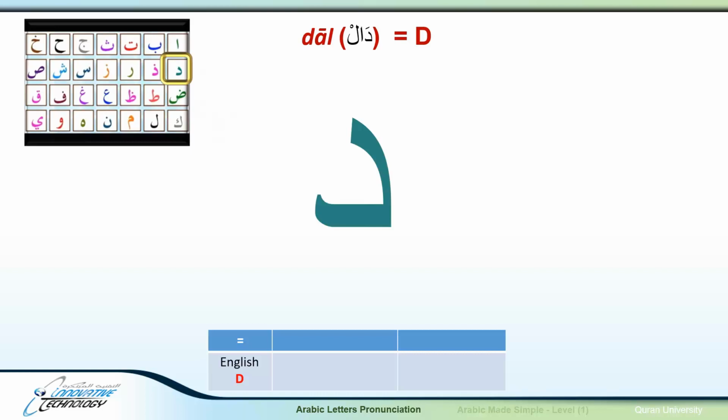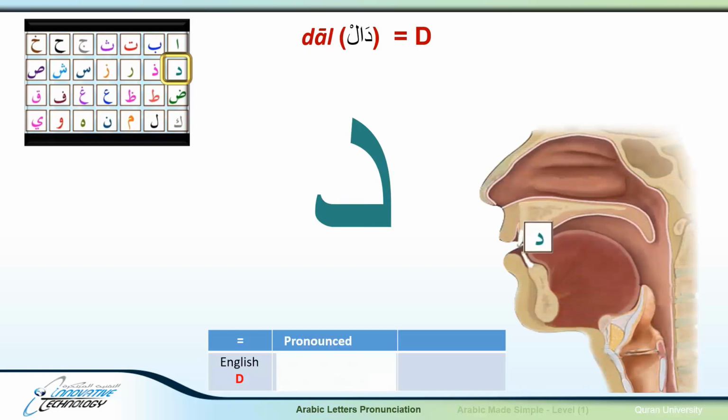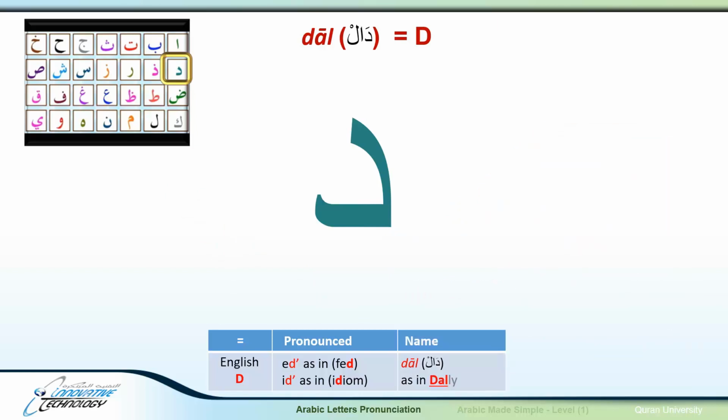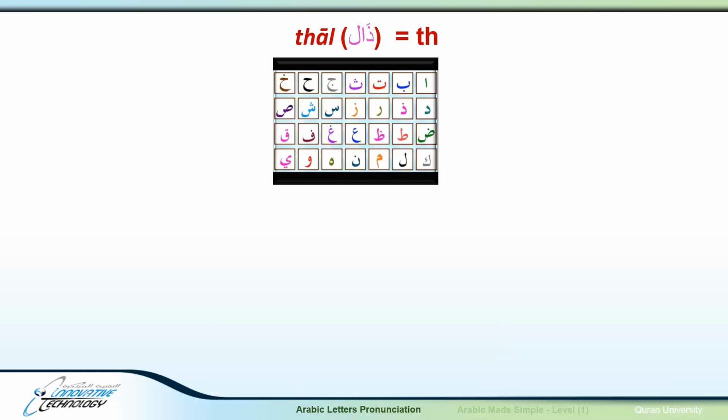Dal is pronounced as d, as in fed, or id in idiom. The dal articulation point occurs as the tongue is raised to touch the alveolar hard palate. For this reason, we classify it as a lingual alveolar letter. The name is dal, as in Dali. Dal, pronounced d, and named dal.